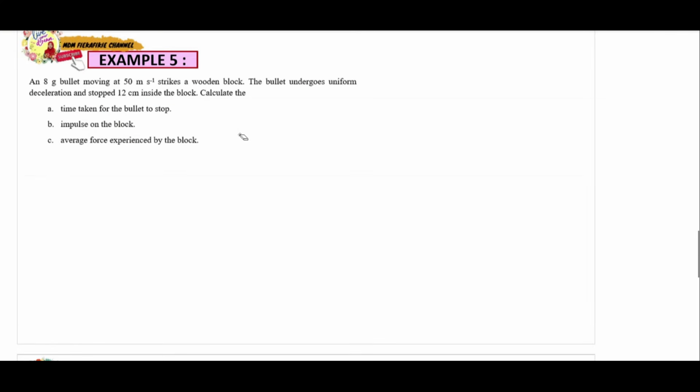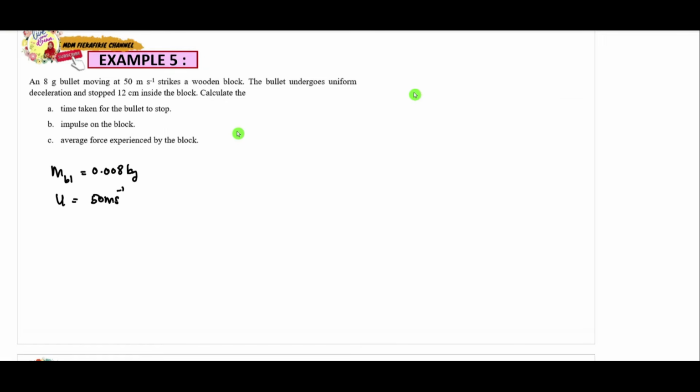So question number 5, here we have an 8 gram bullet. So make sure you change the mass of the bullet. I will put m_bl for the bullet. So it's 0.008 kg. Please change to SI unit. And the bullet will move and strike a wooden block. So the initial speed is equal to 50 meter per second.